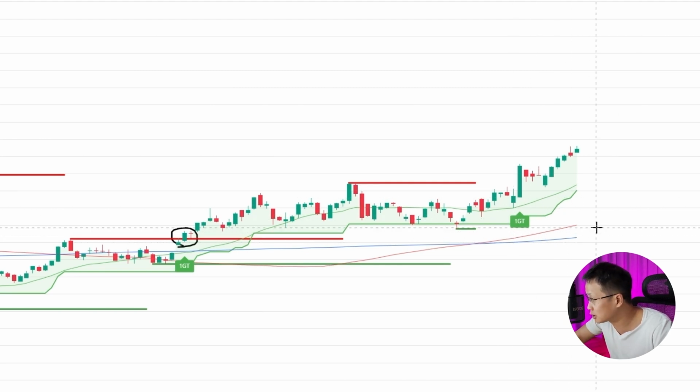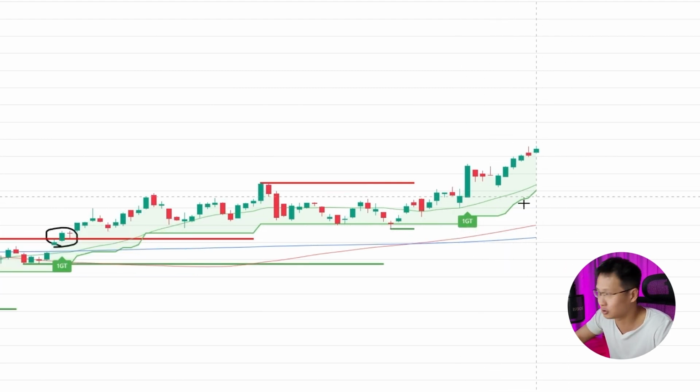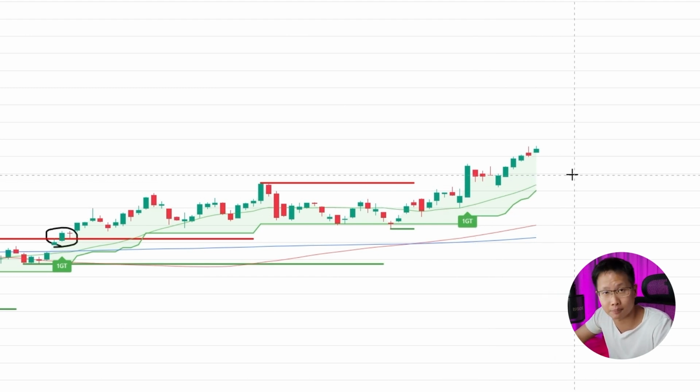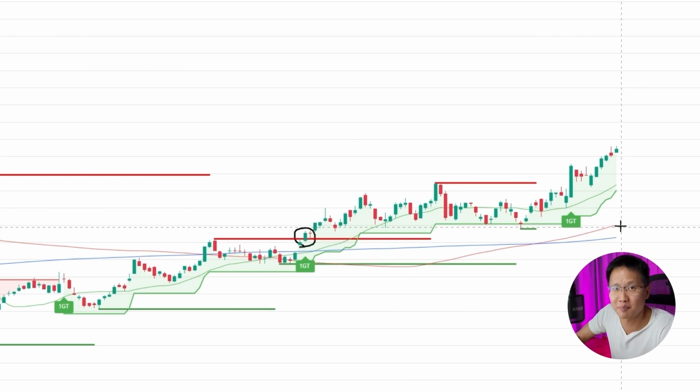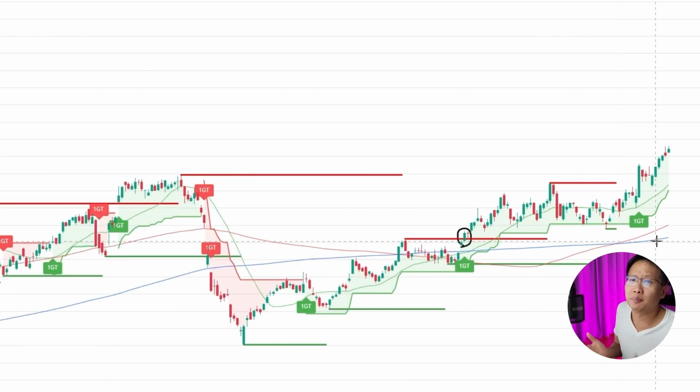Step 4, in terms of the trailing support, you can see this trailing support is still good, right? We're still above the trailing support, based on this bullish signal that came out as well. So I think steps 1, 2, 3, and 4 are met for this company. It looks pretty bullish.